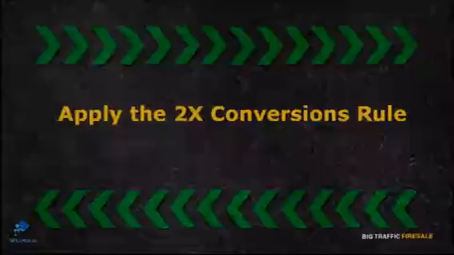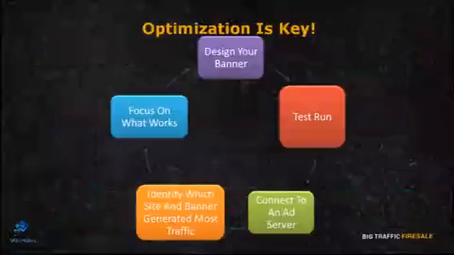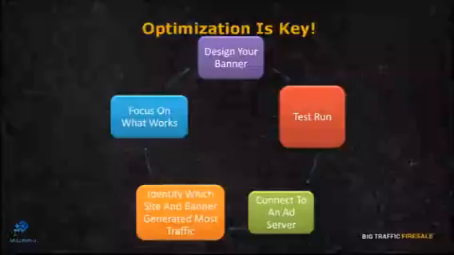Next is for you to apply the 2 times conversion rule. A lot of people usually give up on their first campaign when their banners do not generate any traffic. My advice is to be patient and apply the 2 times conversion rule. This simply means when your cost per ad, CPA, or how much money you invested for your product is $100, run your ad until you achieve $200 in return. Then decide whether to carry on or to stop. This means you have to break even, and you have not wasted any of your resources.